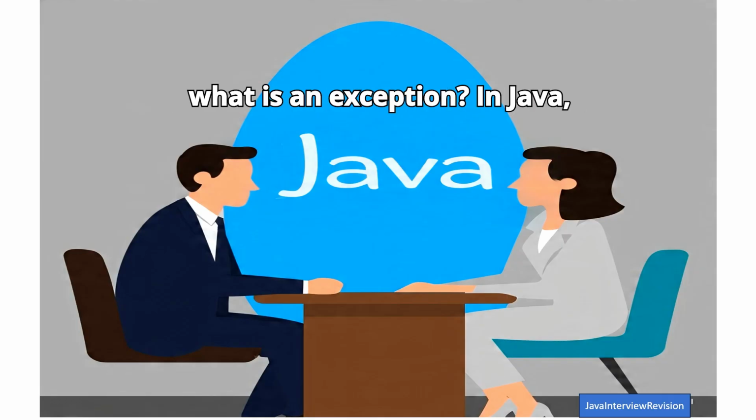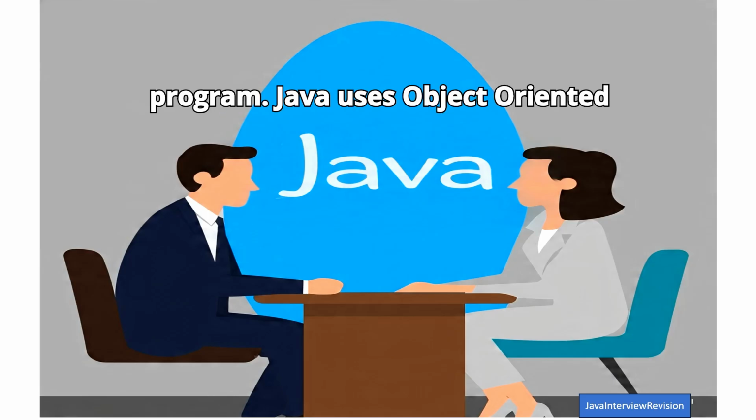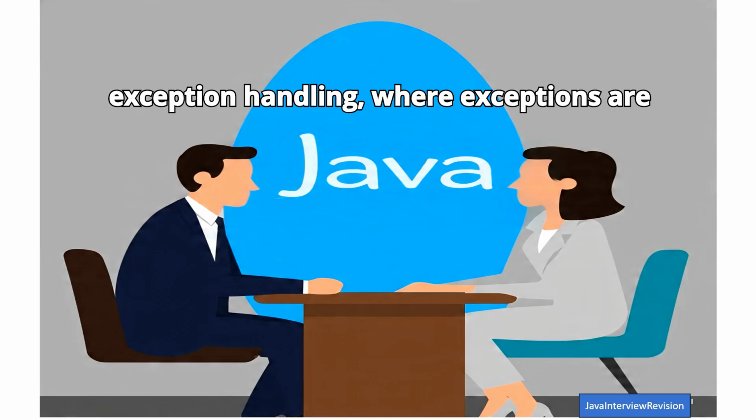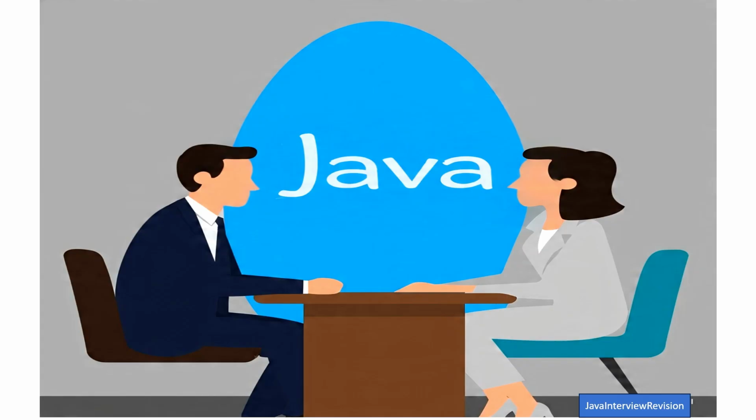First things first, what is an exception in Java? An exception is an event that disrupts the normal flow of a program. Java uses object-oriented exception handling, where exceptions are objects derived from the Throwable class.